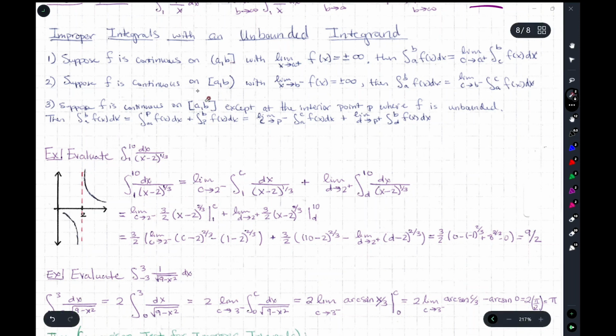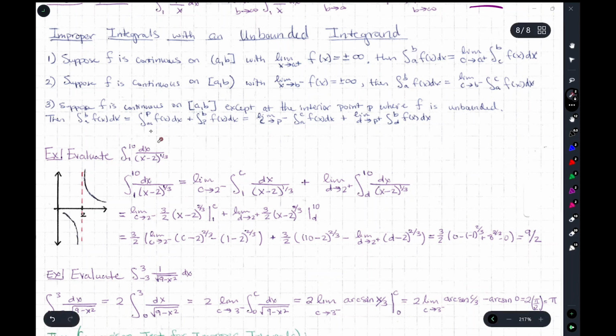Well, what about an interval a to b when the function is unbounded at b, so at the right end of your interval? In this case, you approach b from the left, and it's divergent at b, so you'll take the limit and approach b from the left, okay? So that's what this technically means. So you integrate from a to c, where c is arbitrary, and then you'll take the limit as c goes to b from the left.